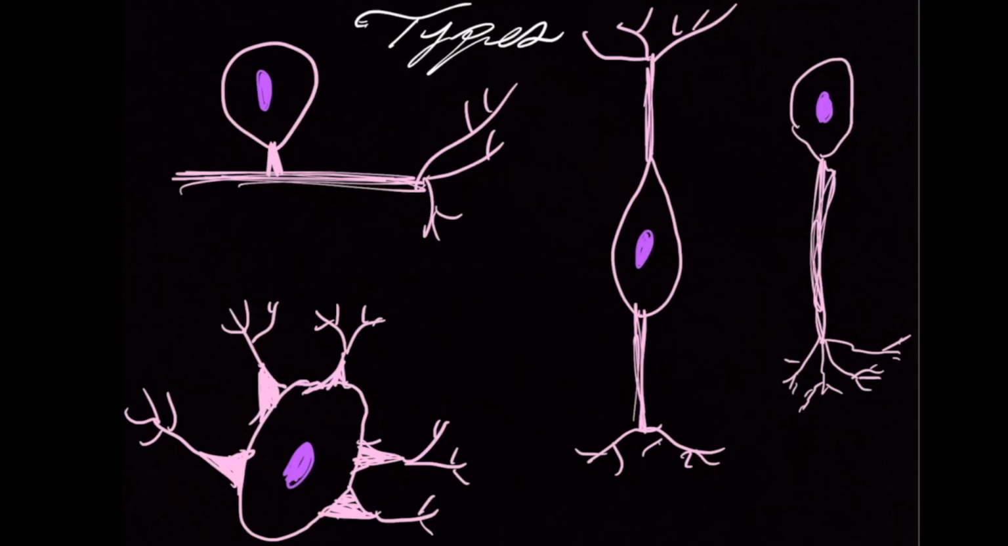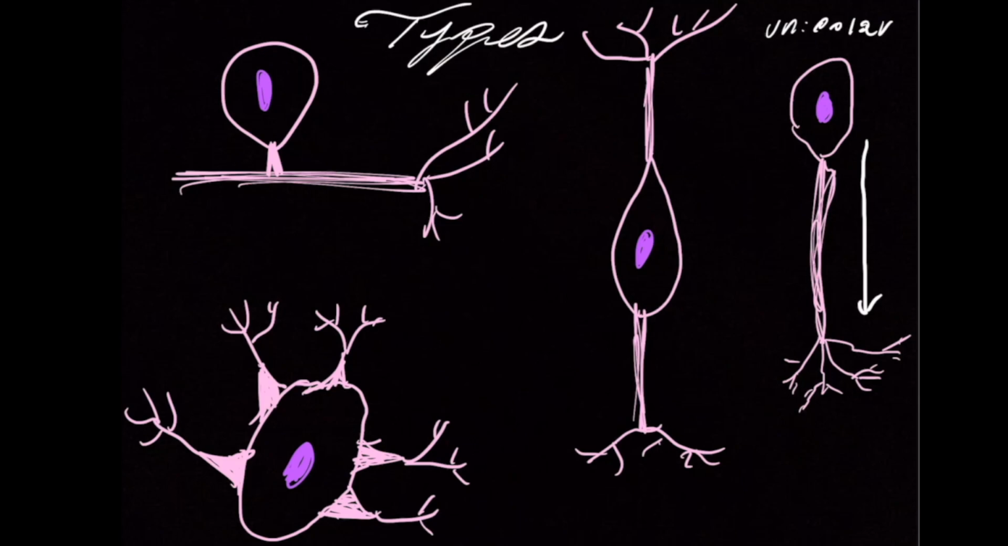There are a few different types of neurons, and we will label them now. So first, we have a unipolar neuron right here. This means we can only send a signal in one direction, never backwards.